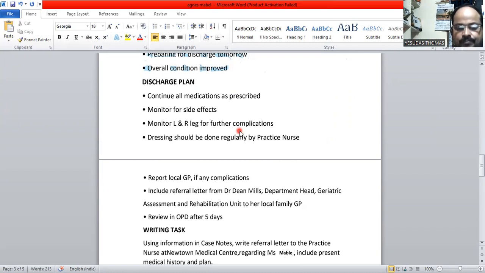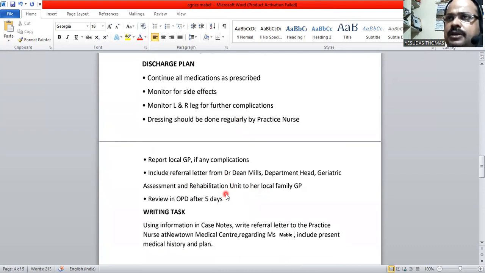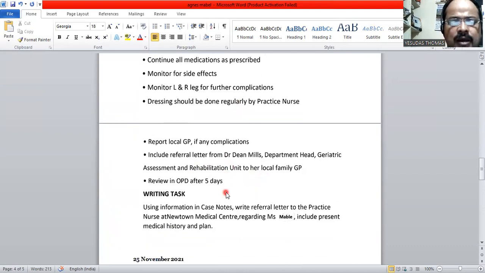The local GP is to be intimated with a referral letter from the doctor. So it's out of this area, so we are not going to do that. The addressee, that is the practice nurse, has nothing to do with that, so we are not going to write it. And we have something very important there, that is a review after 5 days in the OPD.